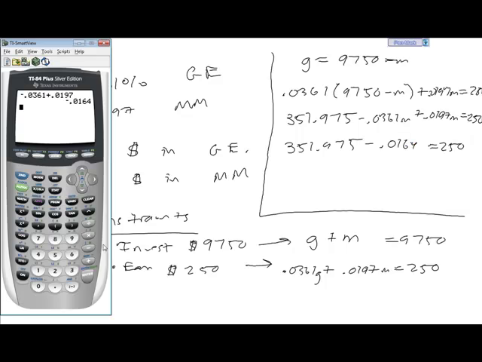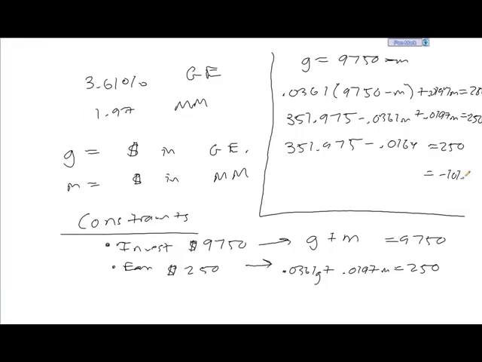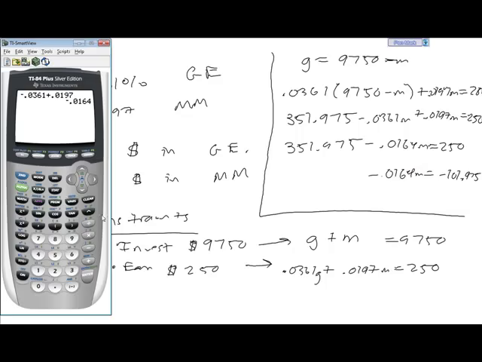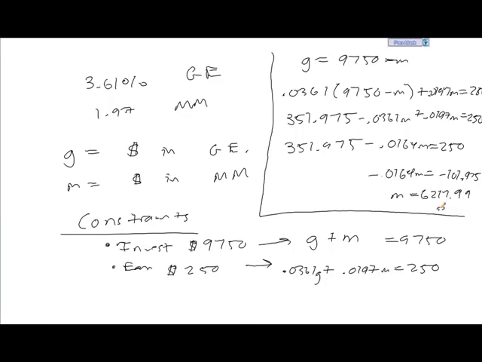So now I'll move the 351.975 to the other side, giving me negative 101.975 equals negative 0.0164 M. So I will divide negative 101.975 by negative 0.0164. And that gives me $6,217.99 into money market.